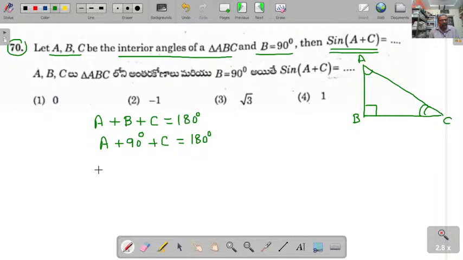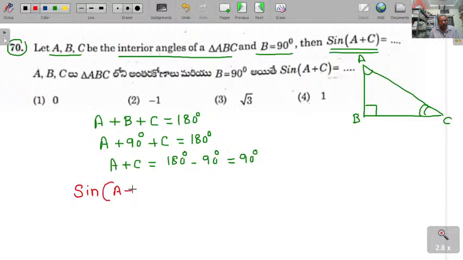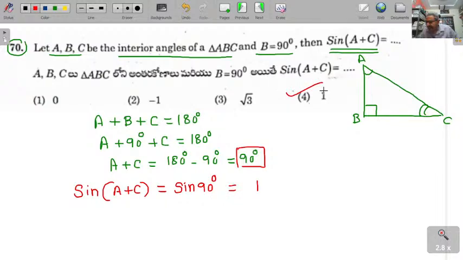So our first step is to find A plus C. How could you find A plus C? A plus C is equal to 180 degrees minus 90 degrees. So then what do we get? Yes, you are correct, that is 90 degrees. But we do not want the A plus C value. We need sine of A plus C. So instead of A plus C, this 90 degrees has to be substituted. So let us substitute sine 90. What do you mean by sine 90? Sine 90 is equal to 1. So the fourth option is the right option.